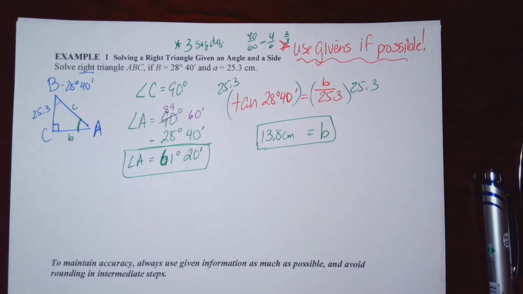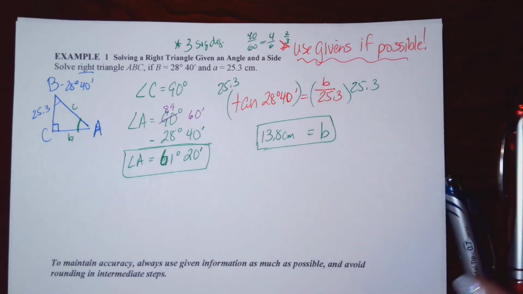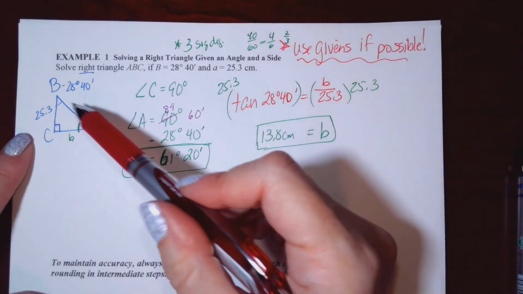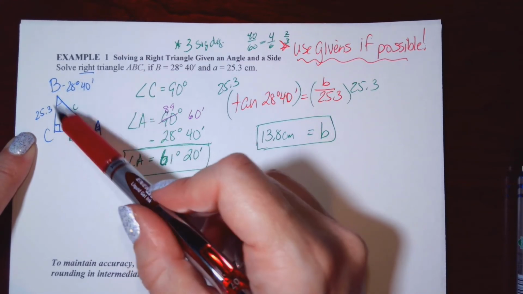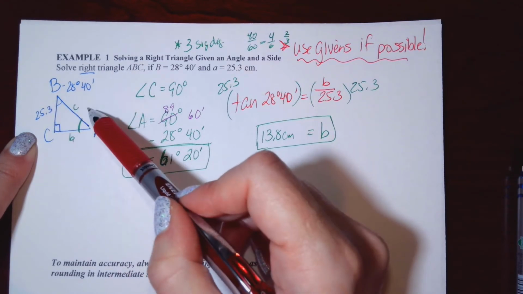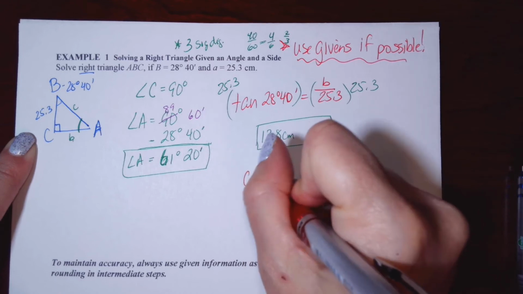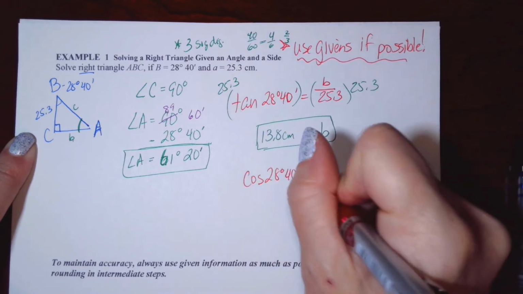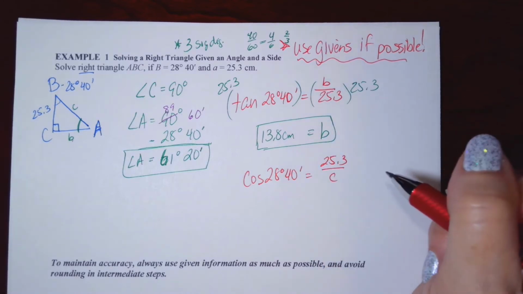Okay, so we found side B. We found all our angles first. We found side B. Let's find side C. Side C is the hypotenuse. If I use my givens, I've got adjacent and hypotenuse, which would be cosine. So I'll use cosine of 28 degrees 40 minutes, and that's equal to adjacent over hypotenuse.